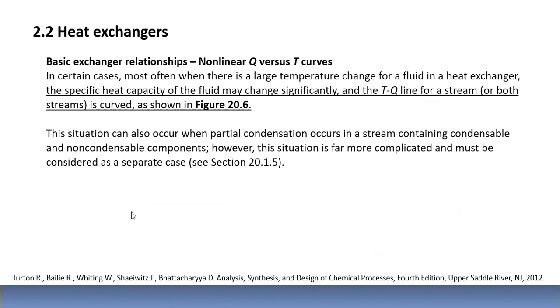This situation can also occur when partial condensation occurs in a stream containing condensable and non-condensable components. However, this situation is far more complicated and must be considered as a separate case.